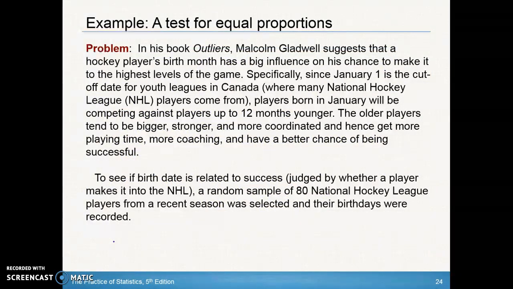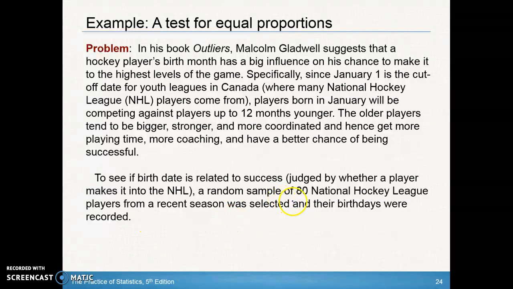So in his book Outliers, Malcolm Gladwell suggests that a hockey player's birth month has a big influence on his chance to make it to the highest levels of the game. Specifically, since January 1st is the cutoff date for the youth leagues in Canada, players born in January will be competing against players up to 12 months older. The older players tend to be bigger, stronger, and more coordinated, and hence they get more playing time, more coaching, and have a better chance of being successful. So we want to see if a birth date is related to success. Now this is judged by whether a hockey player makes it into the NHL.